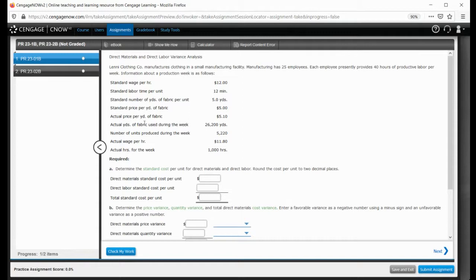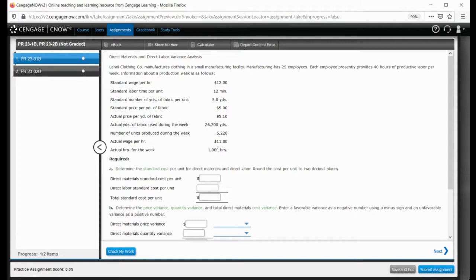You can see the actual price per yard of fabric was $5.10. The actual yards of fabric used during the week were 26,200. The actual number of units produced during the week was 5,220. The actual wage per hour was $11.80. The actual hours for the week that they incurred were 1,000 hours.